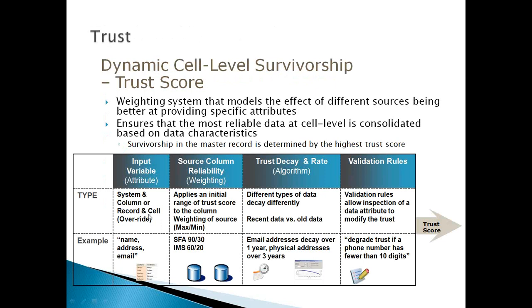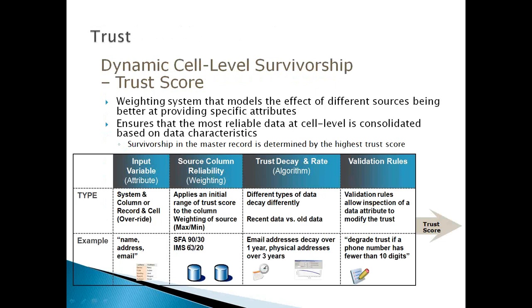So here the first thing is identifying the columns. The input variables here are name, address, and email. So we have identified, for example, that for name, address, and email, I am getting data from more than one system. Then source reliability means which system is more reliable. Like in this slide, there are two systems, SFA and IMS, mentioned here.